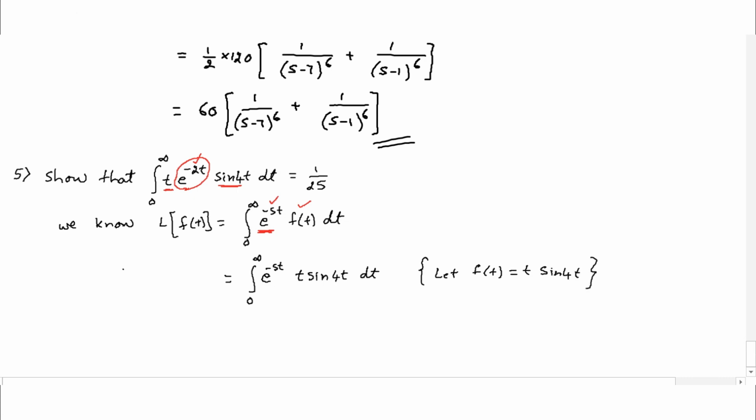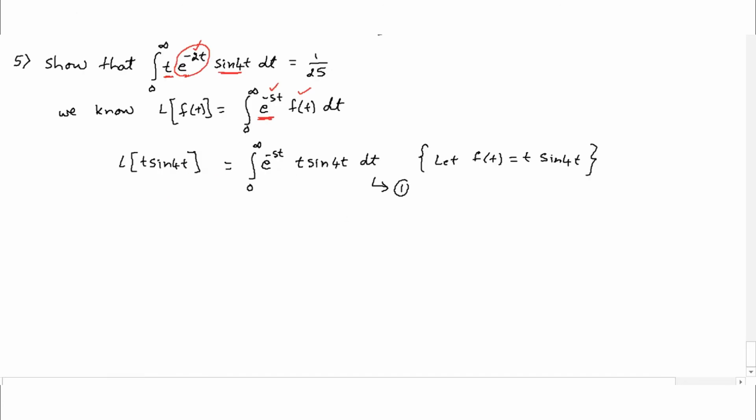So therefore here also I'll try to replace the value of f of t. Its value is nothing but t sine 4t. I can find out this t sine 4t using the procedure that I have followed for the previous problems. So let us first try to find out this t sine 4t. So if I take the sine 4t value and try to find out the Laplace transform of sine 4t.